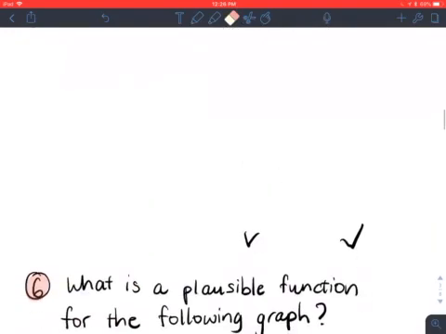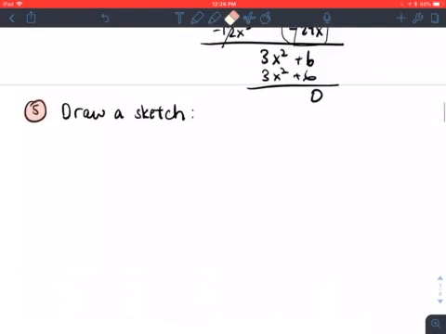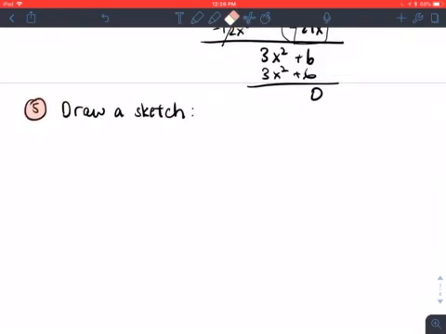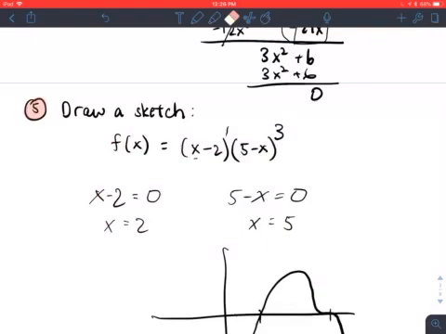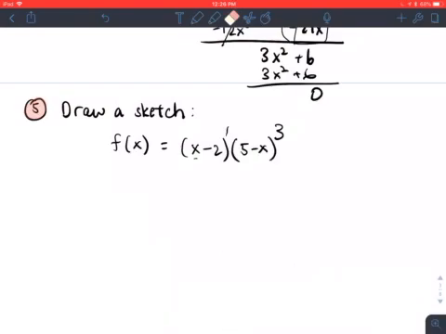For the next problem, we attempt to draw a sketch of, whoops, I just deleted the thing that we were supposed to draw a sketch of. Okay, so we draw a sketch of the function x minus 2 times 5 minus x to the third power.